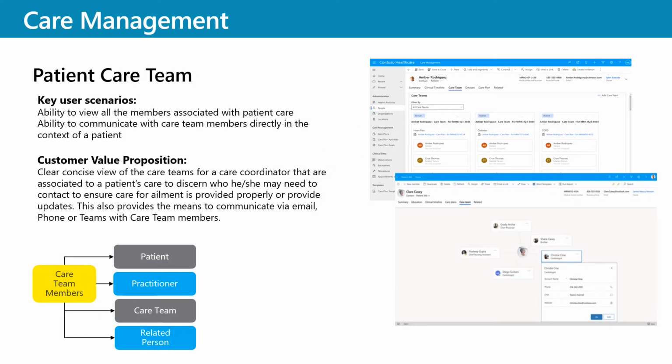Patient Care Team. Select the Care Team tab for a view of the medical professionals, family members, and other authorised people involved in the patient's care, including their names, role, and the care team, as well as the associated care plan and condition. This again provides a clear, concise view of the care team for a care coordinator and provides the means to communicate via email, phone, or Teams in the context of a patient.